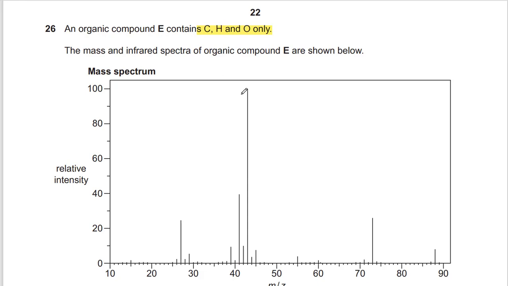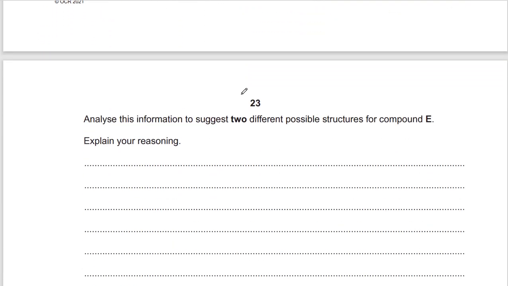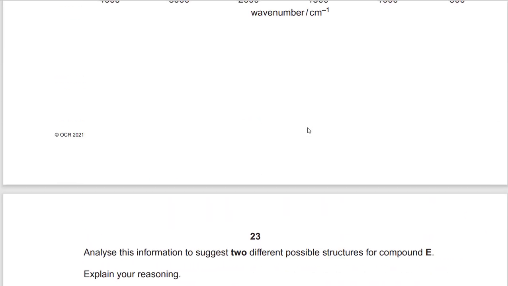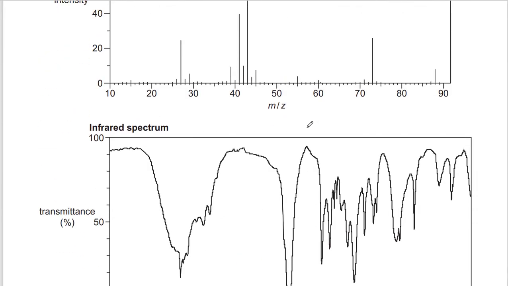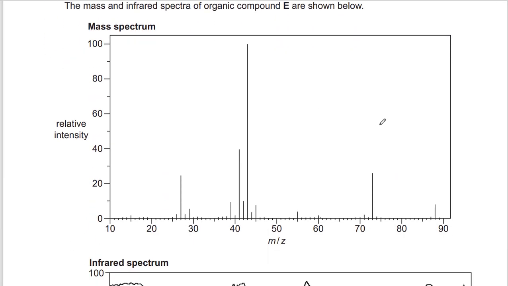It gives you a mass spectrum, gives you an infrared spectrum, and it says to analyze the information to suggest two different structures. So clearly there's not enough information here to just figure out one of them. Now, in terms of how to work these out, people do things in different orders.